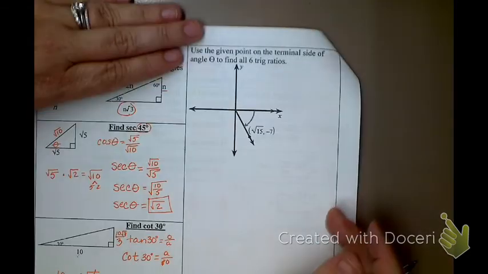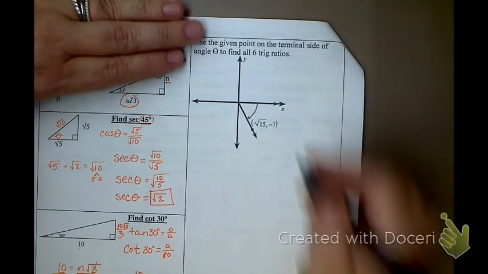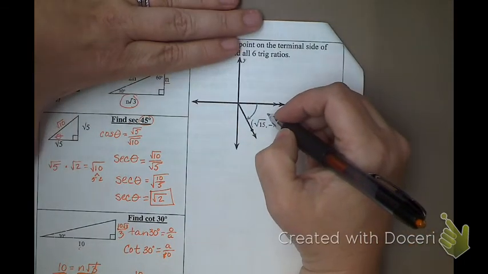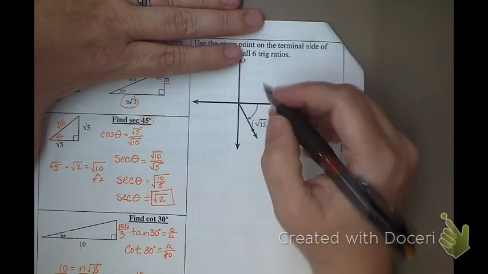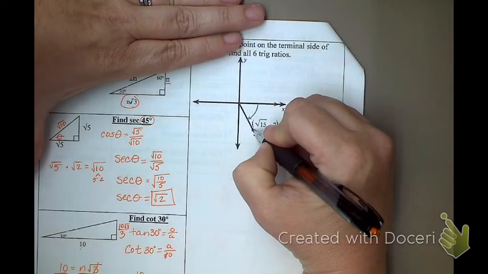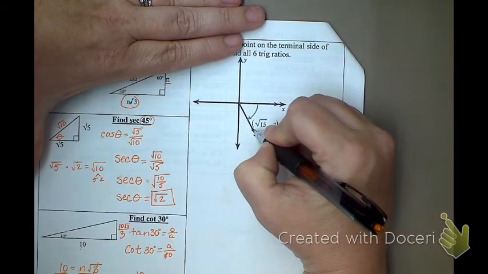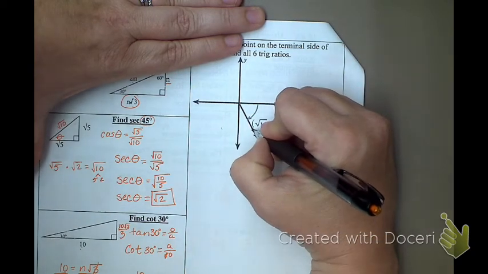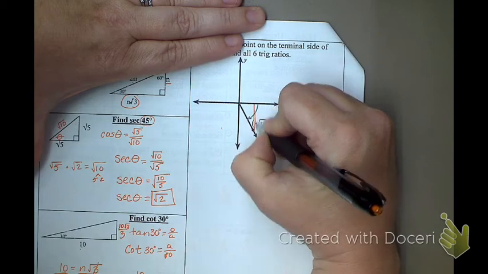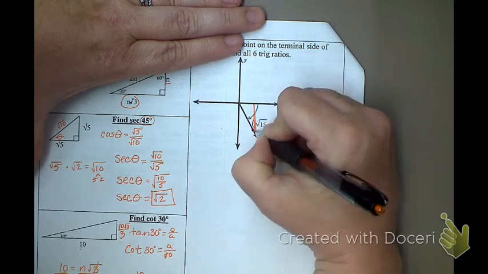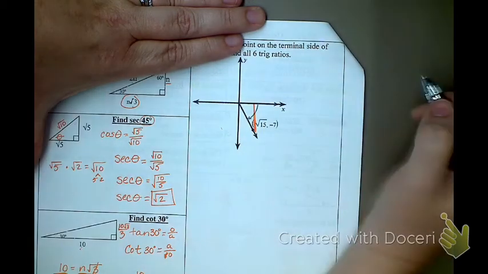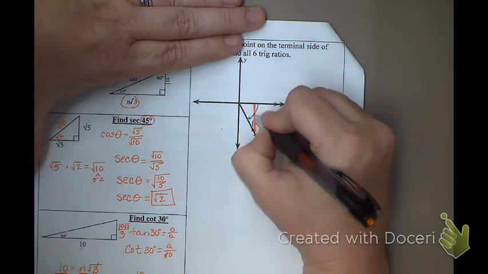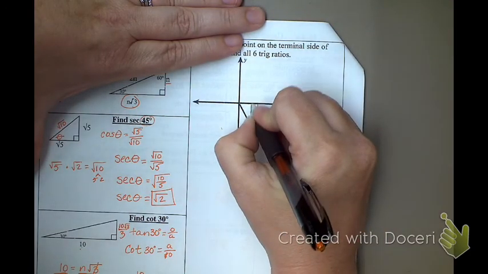Use the given point on the terminal side of angle theta to find all 6 trig ratios. Now, this is on your quiz coming up, so you're going to want to know how to do this problem. What I do is go to the point they give me, and wherever that point is, whatever quadrant it is, you need to draw a line straight from that point to your x-axis. There's my x-axis right there. It's a very badly drawn line, but that's going to make a right triangle for you.